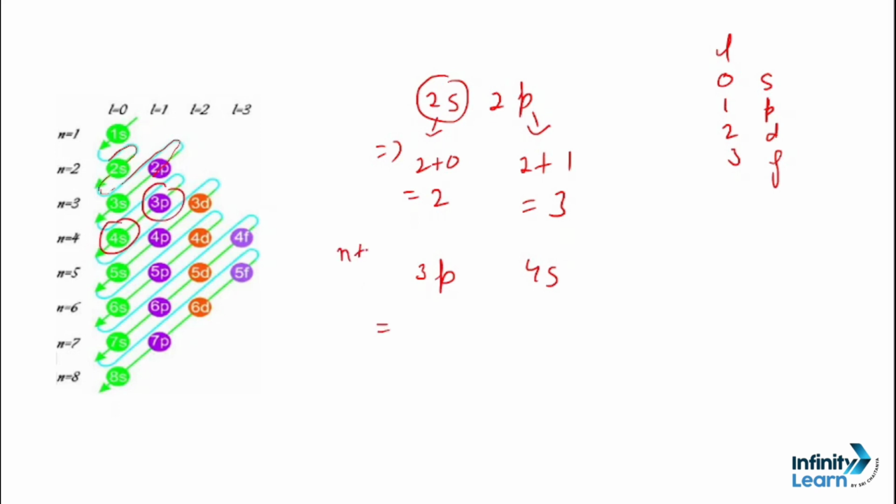By applying this formula n plus l, 3 plus p means 1, that gives us 4. Then 4s, 4 plus s which is 0, it will be 4. Now in this case you can see here the values are the same. So when the values are the same, we will see the n value of the subshell. Whichever n value is lower, it will be filled first. Out of 4s and 3p, which is filling first? You can see here 3p is filling first, then 4s.